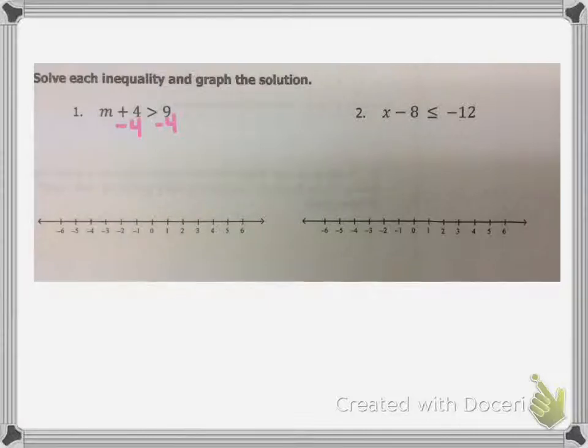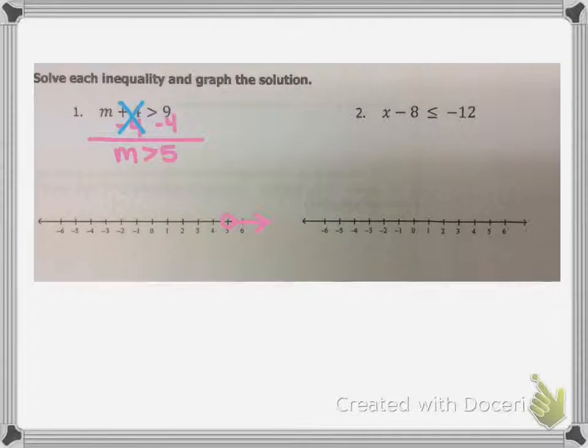So subtracting 4 from both sides, 4 minus 4 cancels out. I am left just with m is greater than, and 9 minus 4 is equal to 5. So the solution to this inequality is m is greater than 5. So based on that inequality, m cannot be exactly equal to 5, so I will have an open circle at the 5, and greater than means the arrow will point to the right. So my solution is m is greater than 5, and we have graphed it as well.